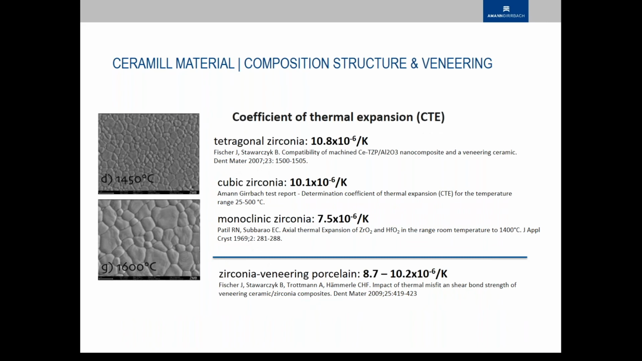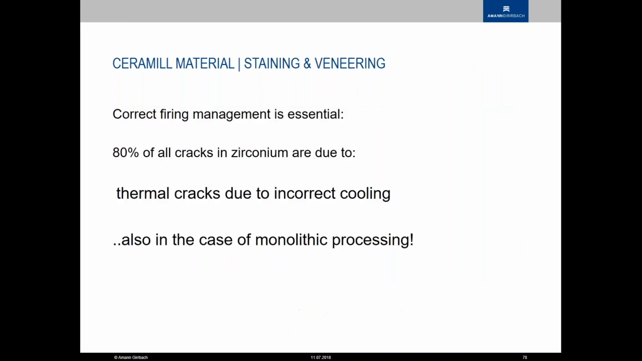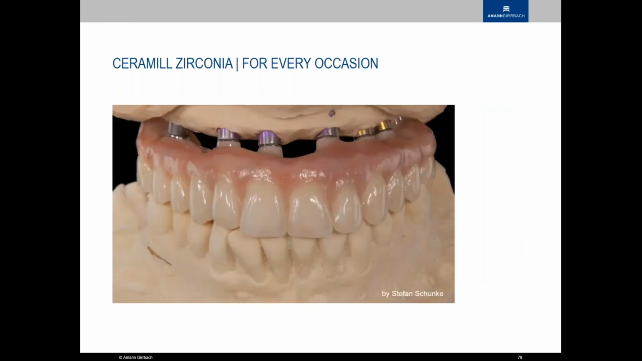Okay, now we also see a little bit how that affects the CTE, and we see monoclinic, tetragonal and cubic zirconia here as a little repeat from what I was saying earlier. Here as well, we see the Zolid HT Plus and the Zolid FX on their structure.